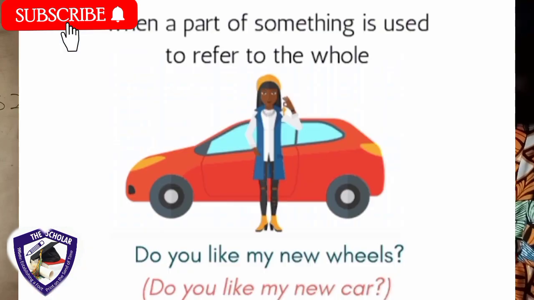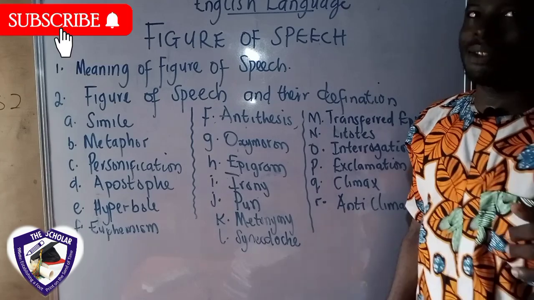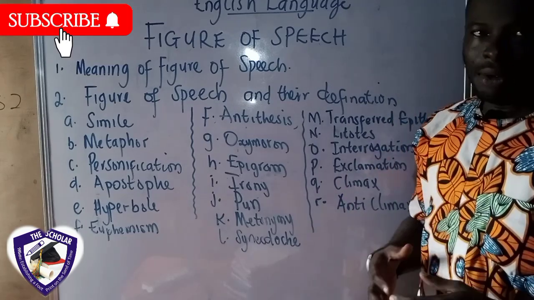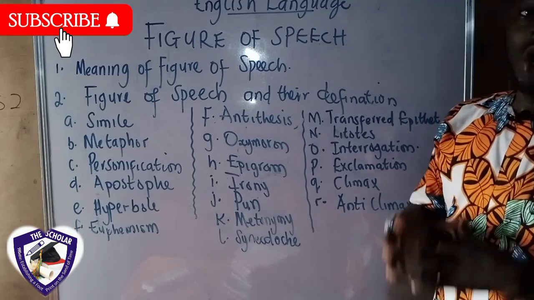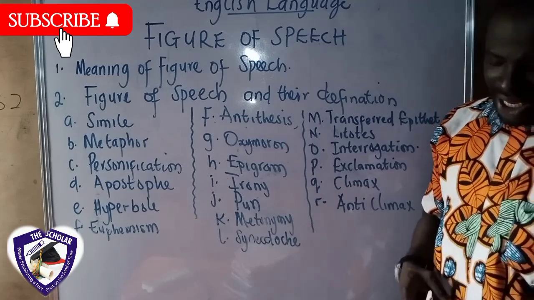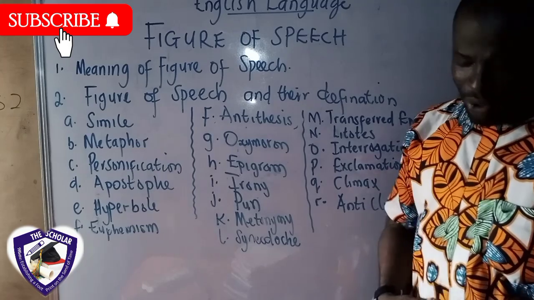For instance, if I say, all hands are working hard, you will see that by hands here, I'm not referring to just the hand. I'm referring to a person. All persons are working hard, but I will say it that way, that all hands are on deck, meaning all persons are working.